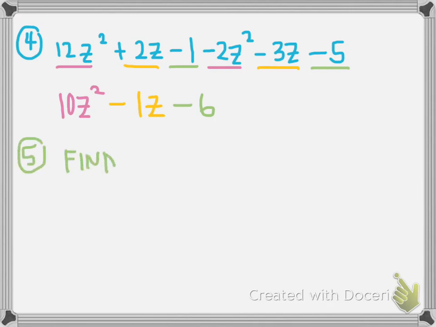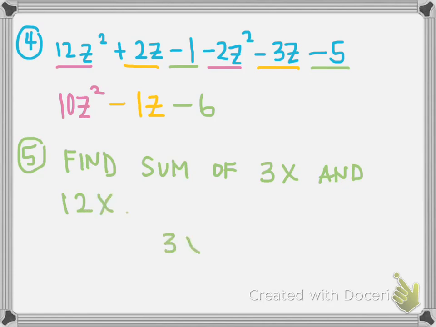Okay. Let's do one more. So if I said find the sum of 3x and 12x, find the sum of those, I would do what? I would say 3x plus a what? 12x. So that would be a 15x.